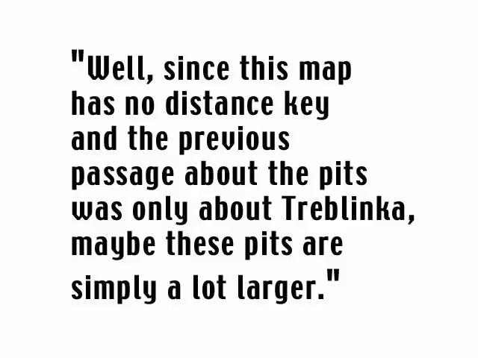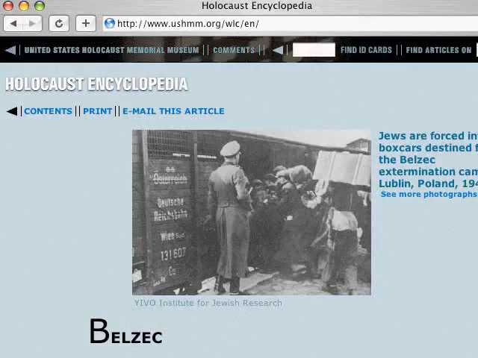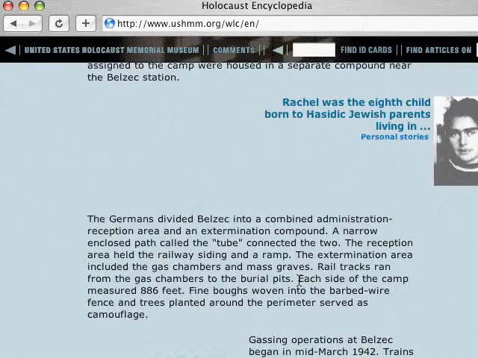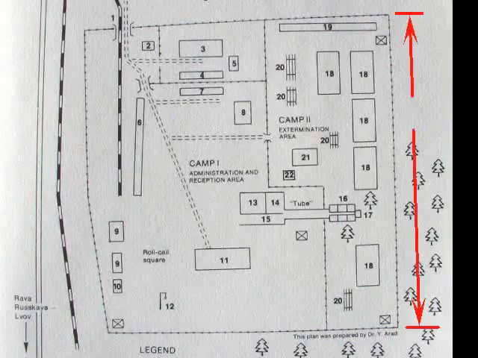Someone might ask, well, since this map has no distance key, and the previous passage about the pits was only about Treblinka, maybe these pits are simply a lot larger. It's true Arad's map has no distance key. But if we go to the U.S. Holocaust Memorial Museum website and look up Belzec, we find that each side of the camp measured 886 feet. So we'll make that our distance key.